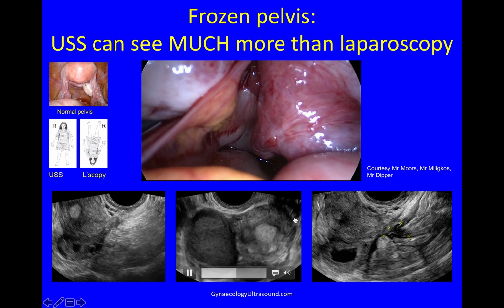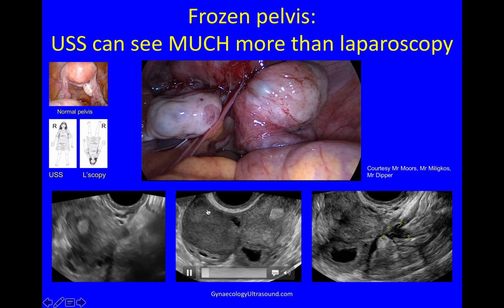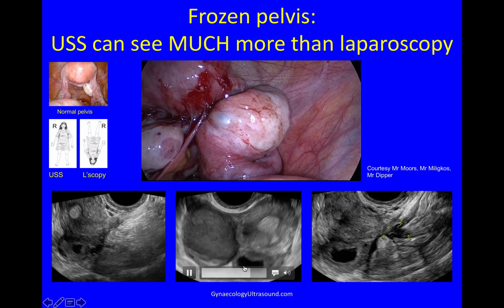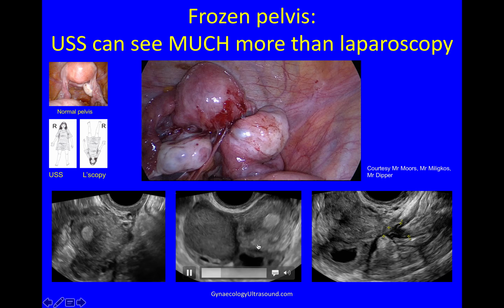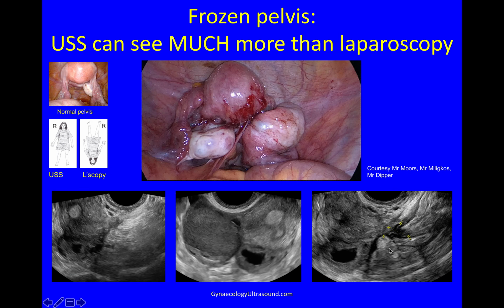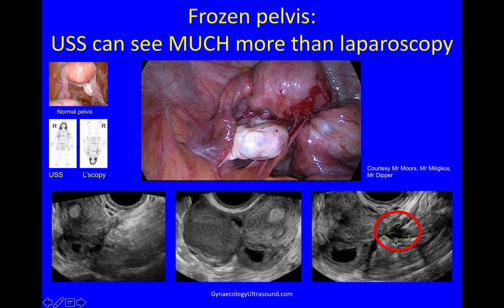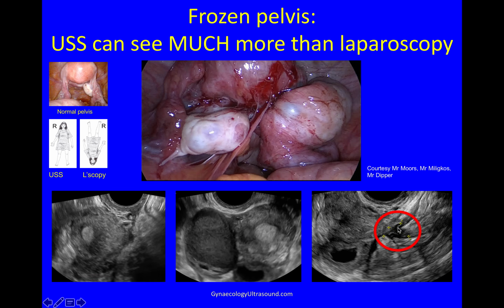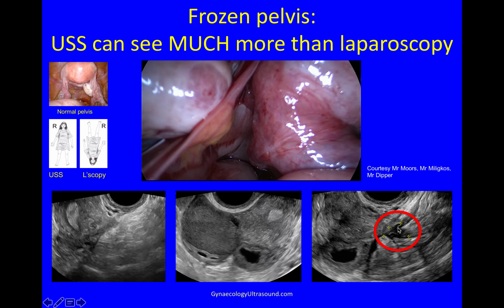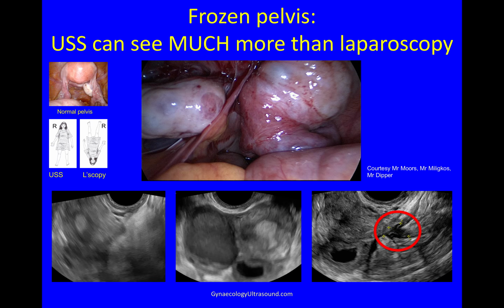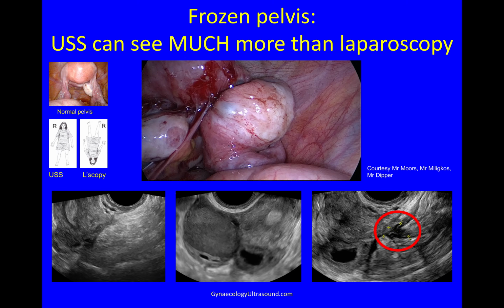In this transverse plane, you can see an ovarian endometrioma and a normal ovary. They're kissing ovaries and they're attached to the back of the cervix. But then significantly on ultrasound, we can see that there was also a nodule of DIE in the bowel wall that was not visible at laparoscopy. Ultrasound can see deeper than laparoscopy.